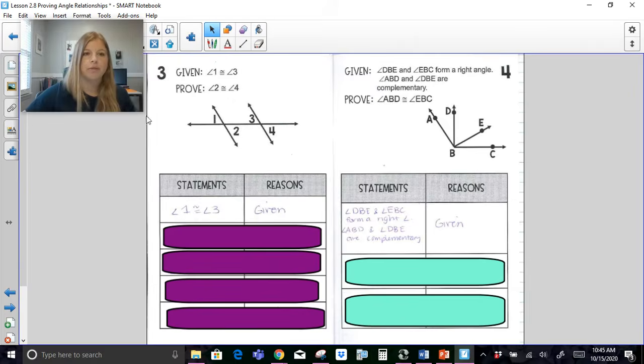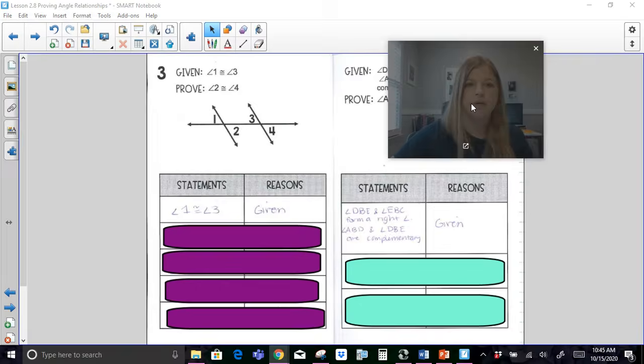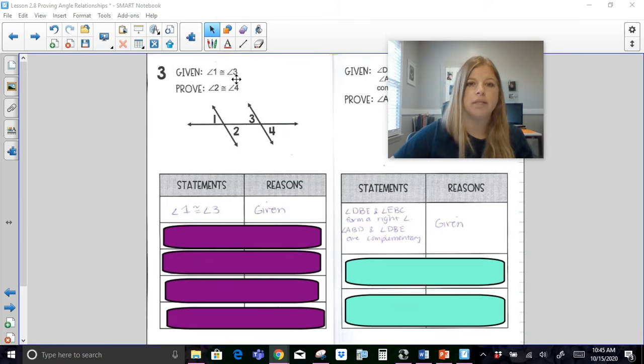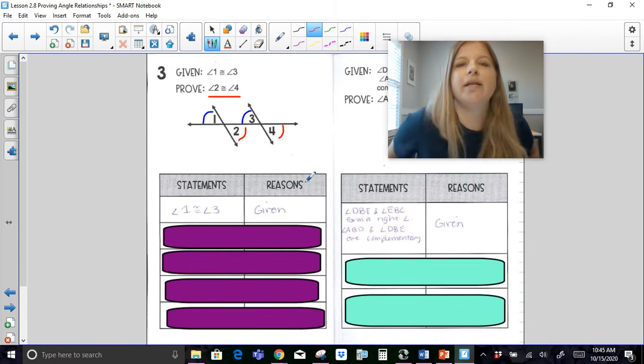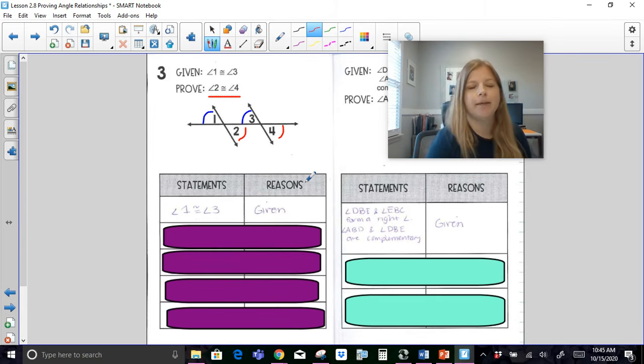Okay, problem number 3. It says we are given that angle 1 is congruent to angle 3. And I'm going to just go ahead and mark this up so I can visually see what I'm working with. We need to prove, and I'm going to put that in red, that angle 2 is congruent to angle 4. Okay, so we are given that angle 1 is congruent to angle 3.